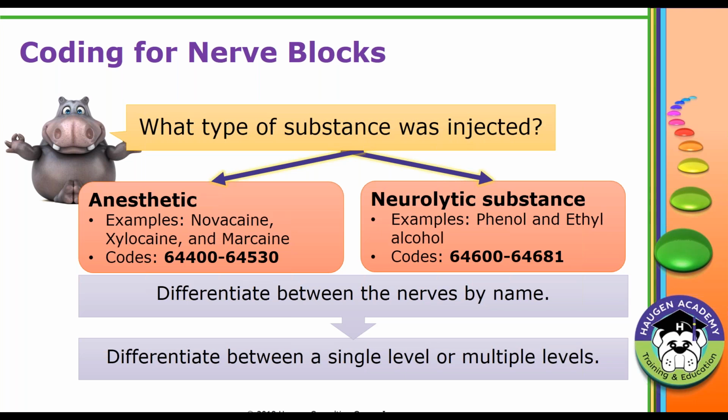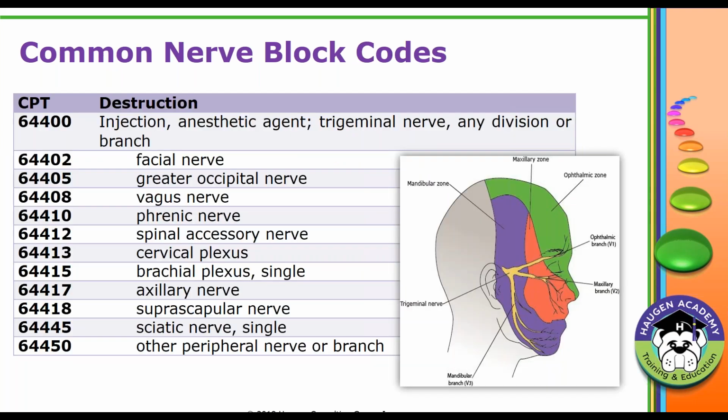So that could be like phenol or ethyl alcohol. Those codes are going to be 64600 through 64681. And then you're going to have to differentiate the nerves by name and then differentiate between a single level or multiple level. So here's an example of those codes.